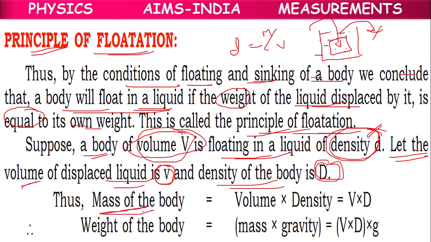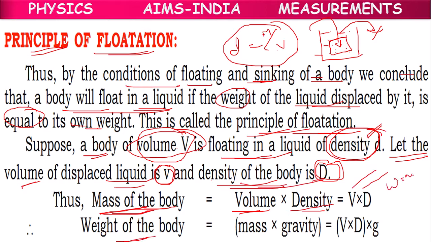Then the mass of the body. According to the formula, density equals mass by volume. What is mass? Density into volume. So the mass of the body equals the volume of the body into the density of the body: volume of the body capital V, density of the body capital D. Weight of the body, how much? Weight means W equals m g, mass into gravity, which means V into D into g. So this is the mass of the body, and this is the weight of the body.